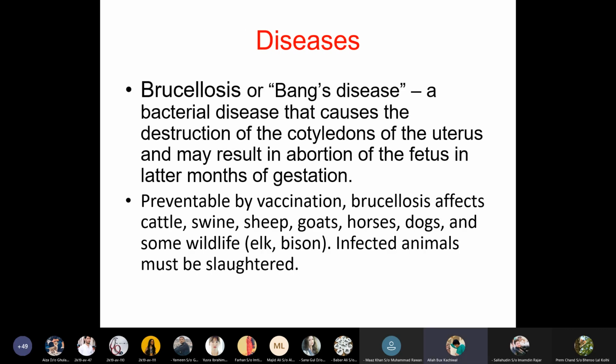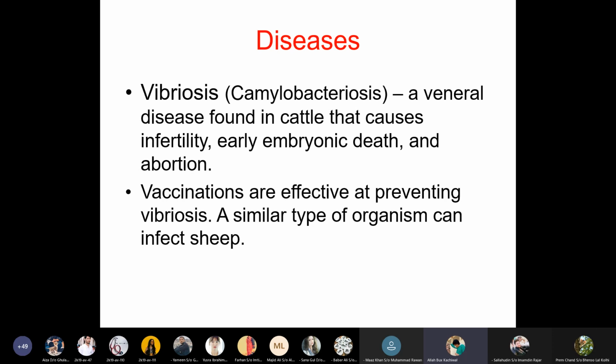Brucellosis, which is known as Bang's disease, is a bacterial disease that causes the destruction of the cotyledons of the uterus and may result in the abortion of the fetus in the later months of gestation. Preventable by vaccination, brucellosis affects cattle, swine, sheep, goats, horses, dogs, and some wildlife, elk, bison, and infected animals must be slaughtered. Vibriosis is also one of the venereal diseases found in cattle that causes infertility, early embryonic death, and abortion. Vaccinations are effective at preventing vibriosis.